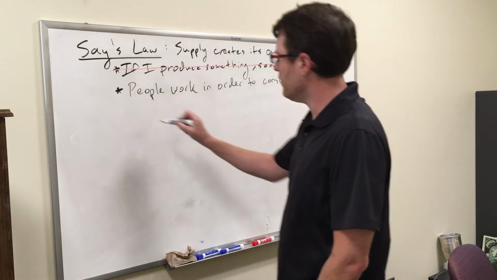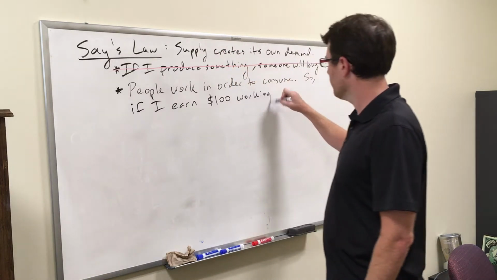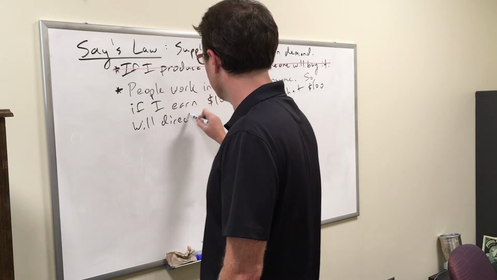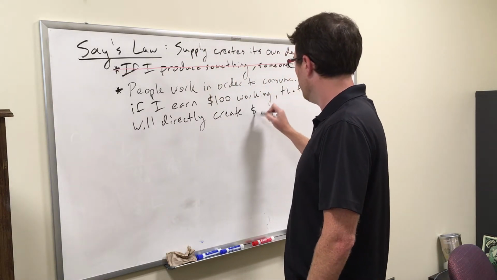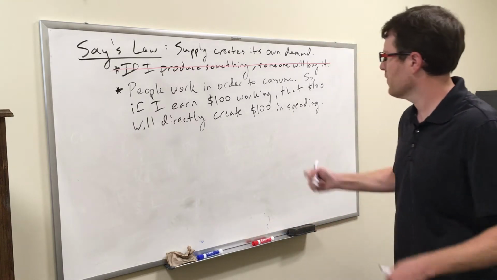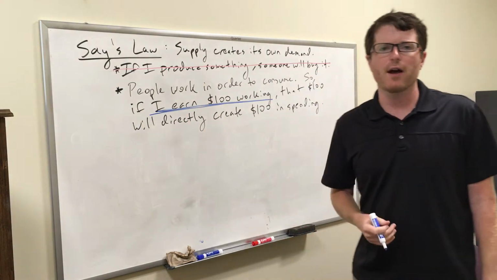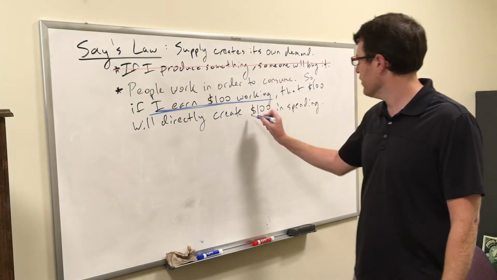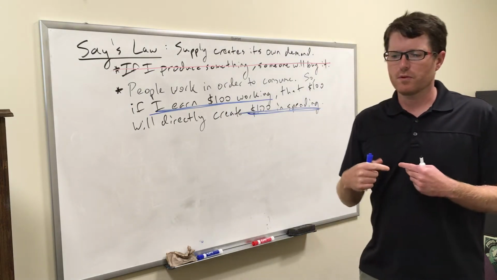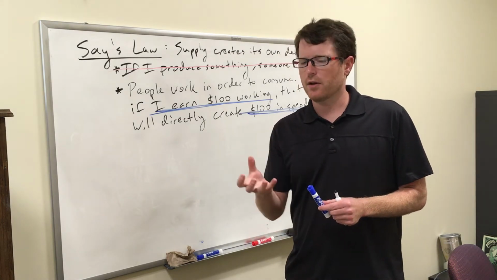So if I earn, say, $100 working, that $100 will directly create $100 in spending. So the production, this production here, right? That $100 of working is production. I've produced $100 worth of value for my firm. That creates $100 worth of consumption. So every dollar that people earn in their incomes creates the same amount of demand. So supply creates demand.